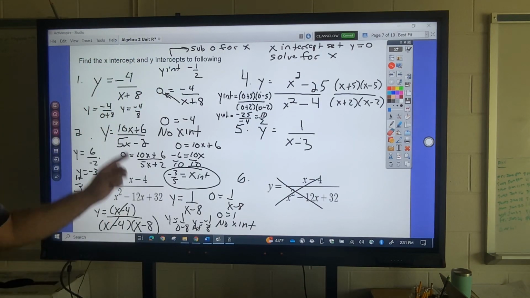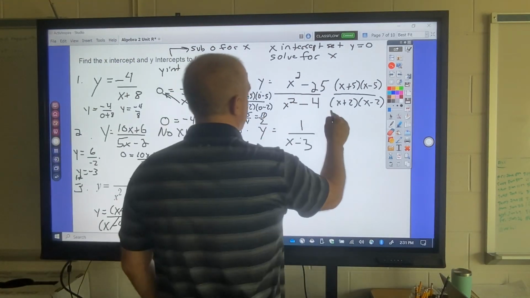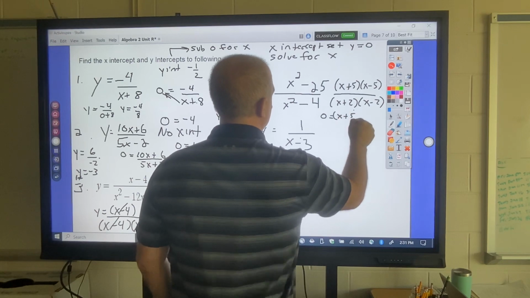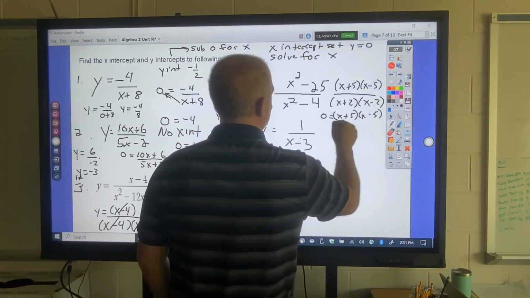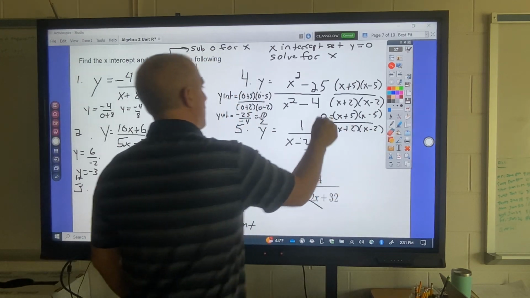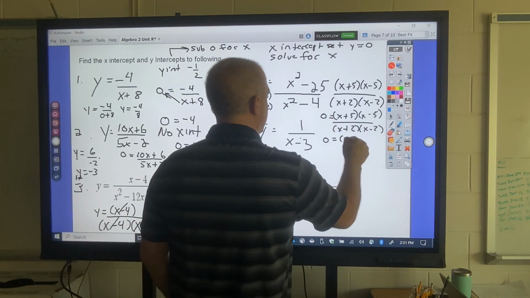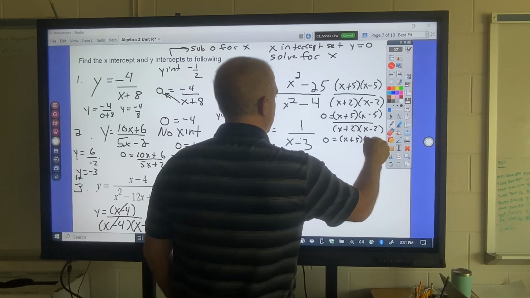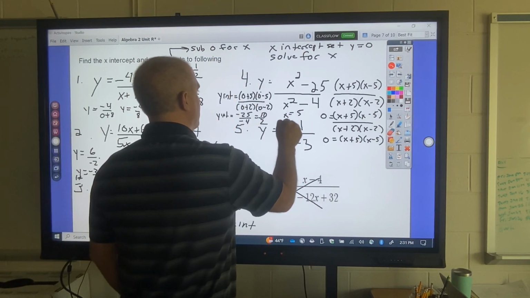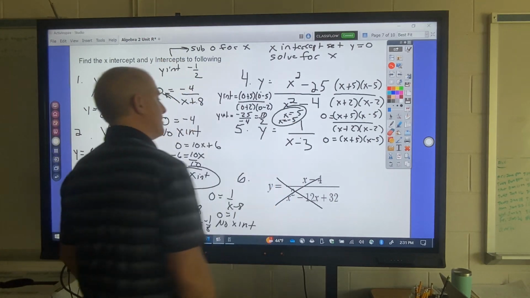To get the solution, what I want to do is set this equal to 0. What happens is this gets multiplied to be 0, so I got 0 equals this. The solutions out of that would be x equals 5 and x equals negative 5. So those would be the x-intercepts.